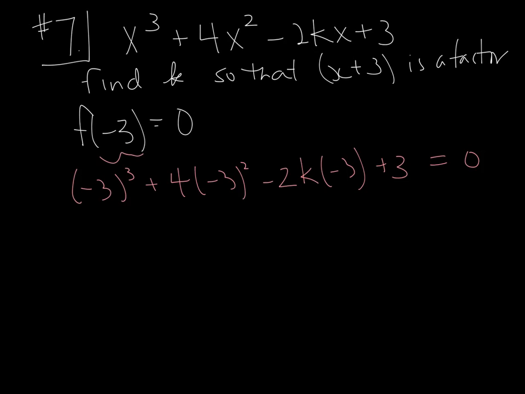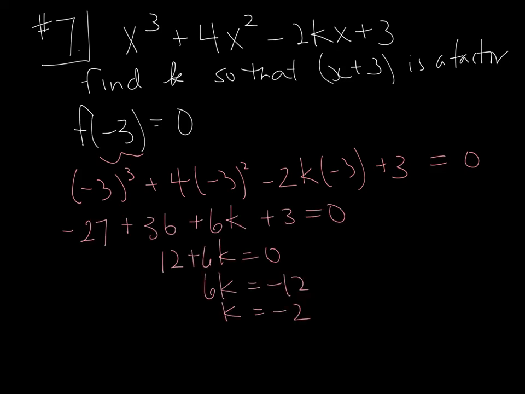So on the left side, I have taken the negative 3 and put it into the function, including the k there. And then because I have to make it equal to 0, I'm continuing to make it equal to 0. So the left side is my function at negative 3, and the factor theorem says that if it's equal to 0, then that x plus 3 will be a factor. So continuing to solve, we get 12 plus 6k equals 0, 6k equals negative 12, and then finally k equals negative 2. So if k equals negative 2, then this function will have a factor of x plus 3.